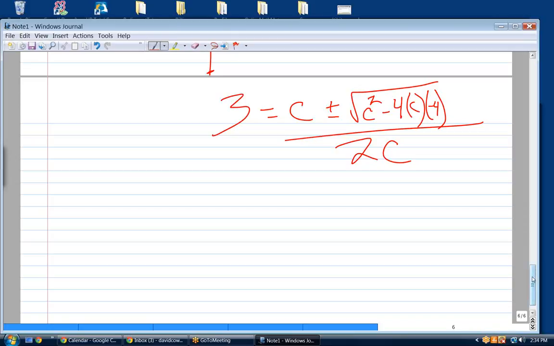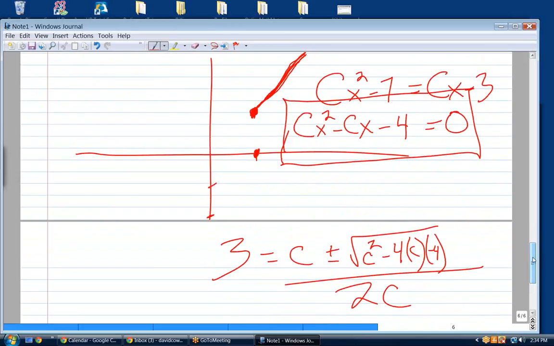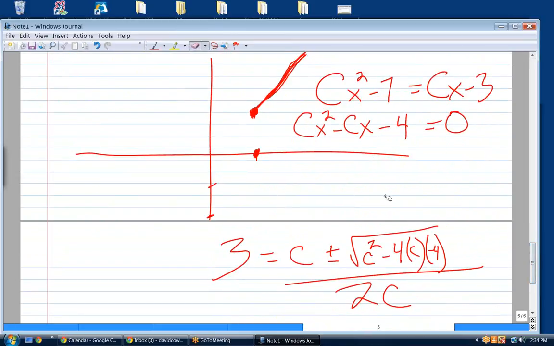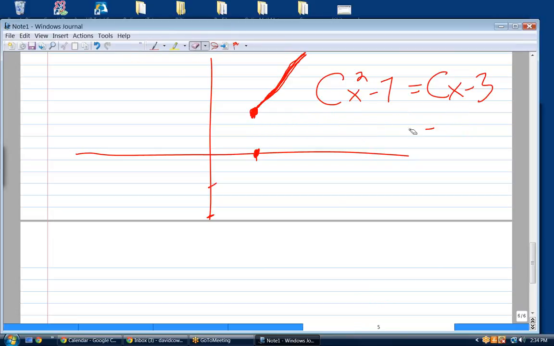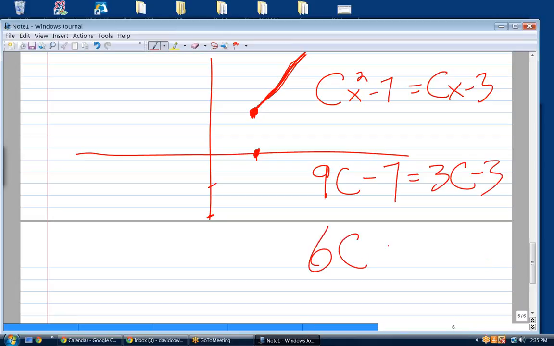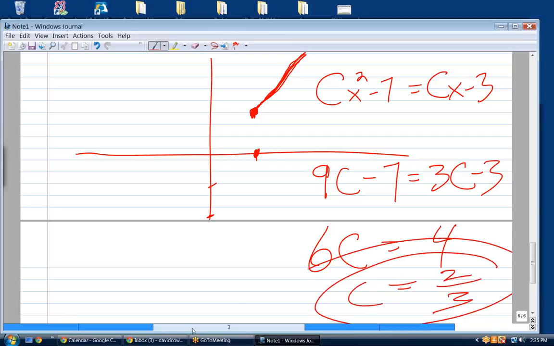And in fact, let's go back to how I had written it originally. Let's just try to solve this. This is probably going to be easier than solving this quadratic. I know that this is equal to that, but only at x equal 3, correct? Yes. So that's all I have to solve. I'm going to plug in 3 for x, and I get 9c minus 7 equals 3c minus 3. So now I have 6c equals 4, c equals 2/3. There's your answer.